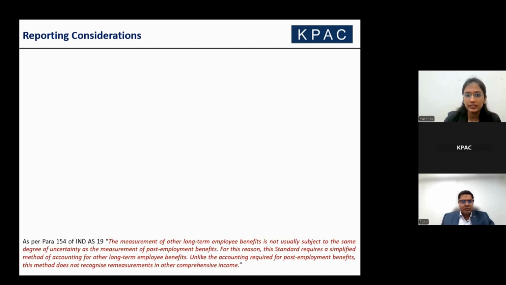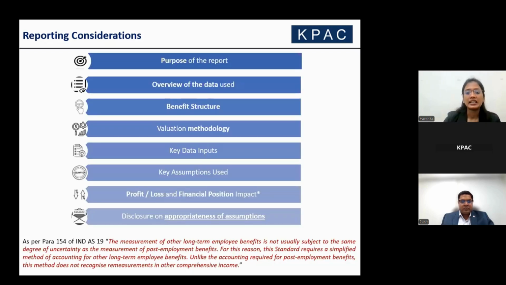So for this particular reason, this standard requires a simplified method of accounting for other long-term employee benefits. Unlike the accounting required for post-employment benefits, this method does not recognize remeasurements in other comprehensive income. This means that the total actuarial gains and losses typically go through P&L for these benefits. Now, here's what a good report includes.